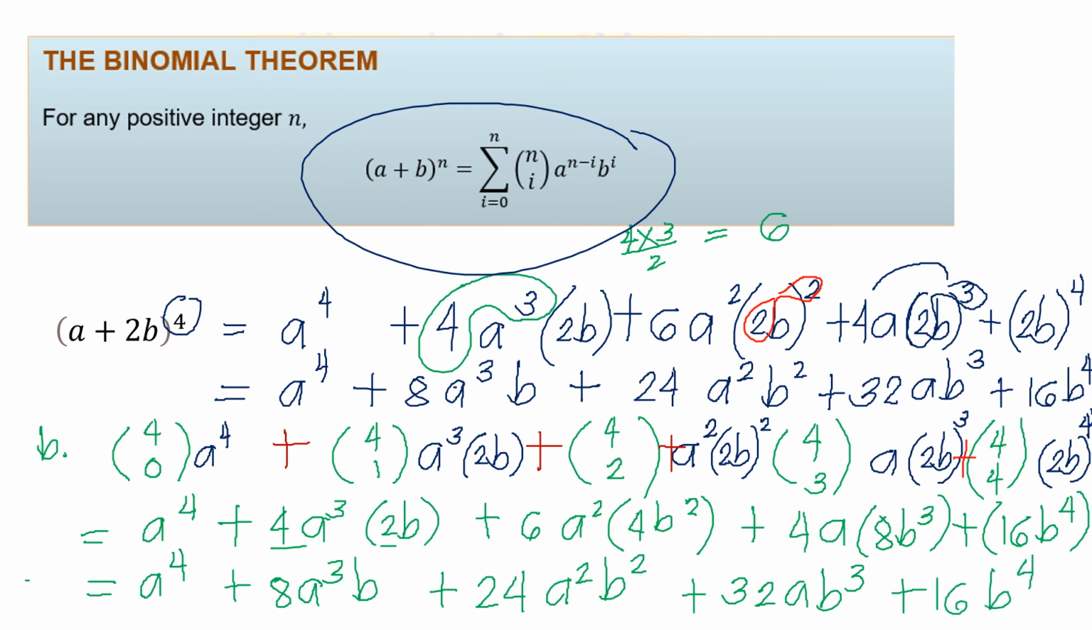And let's check if we got the same versus the first way. So we start from the first term, a raised to 4, so we got the same. 8a cubed b, the same. 24a squared b squared is also the same. 32ab cubed and 32ab cubed the same, and 16b raised to 4 is also the same. So we can have the expansion of a plus 2b either of these two ways.